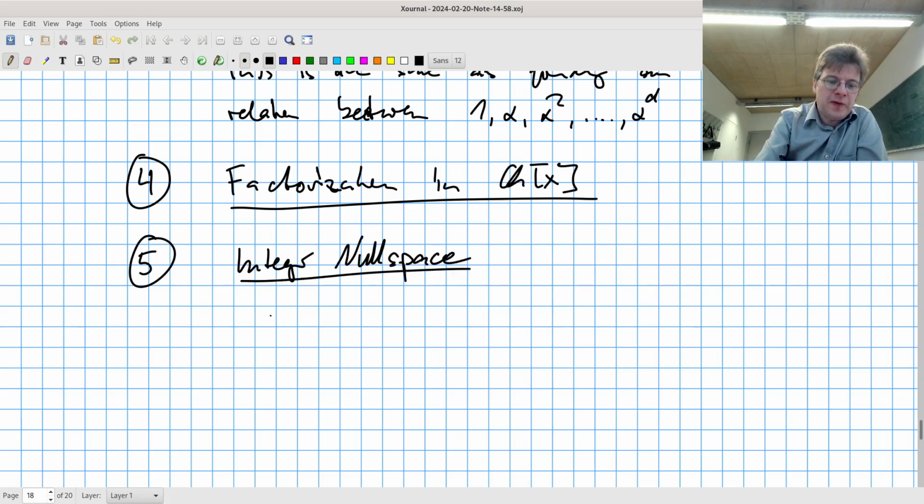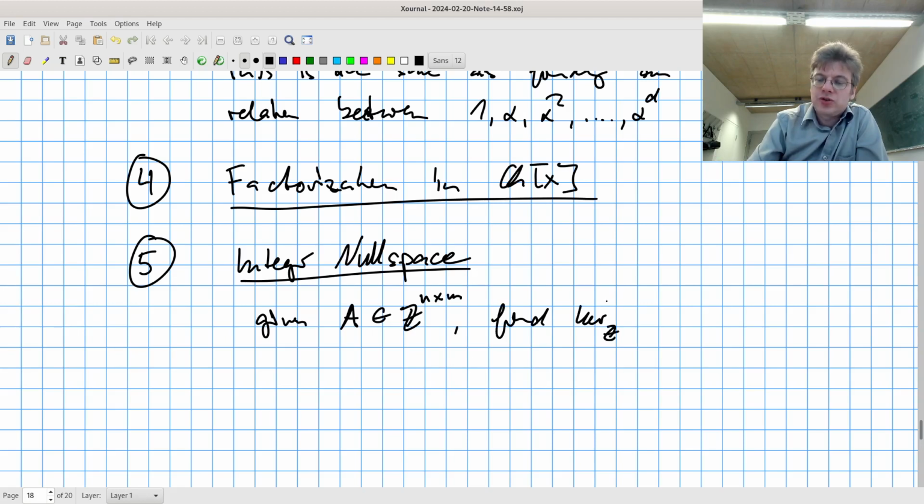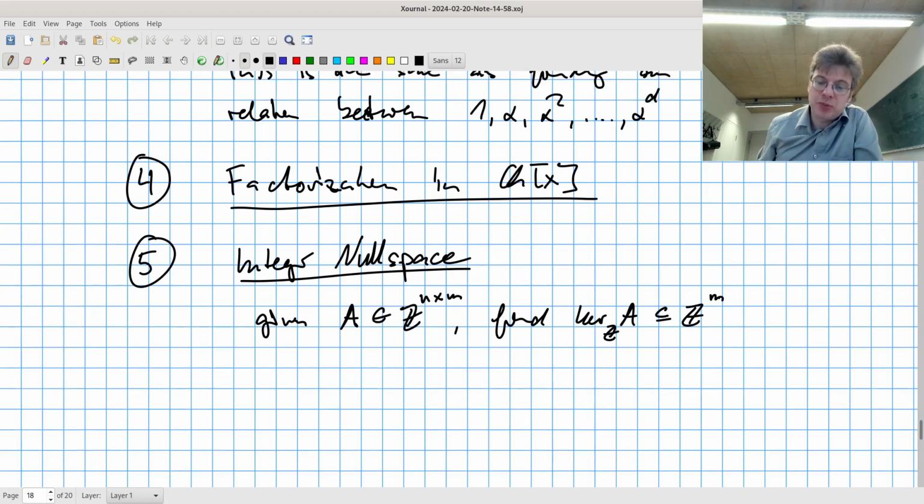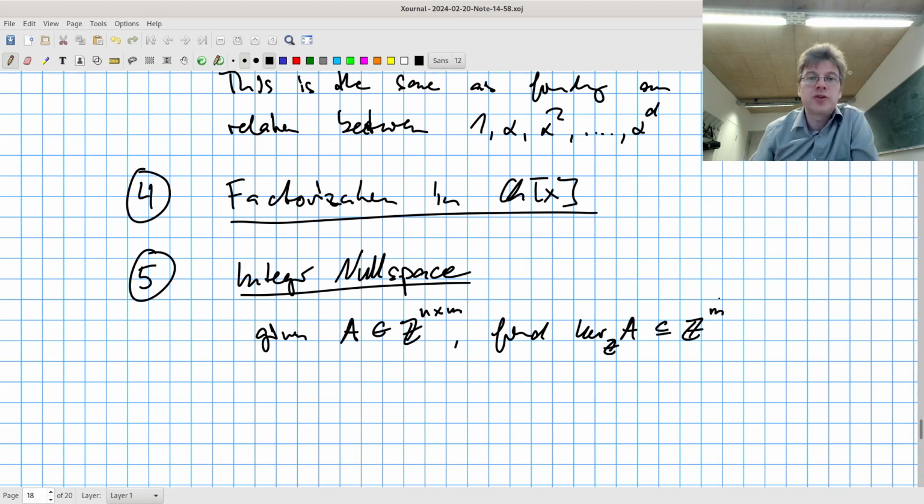So what is this? Here you are given a matrix, let's say with integer entries and n rows and m columns, and the task is to find its kernel over the integers. So that's a submodule of Z^m, and the task is to find the basis of this submodule. If you're doing this over a field, you would solve this problem with Gaussian elimination.